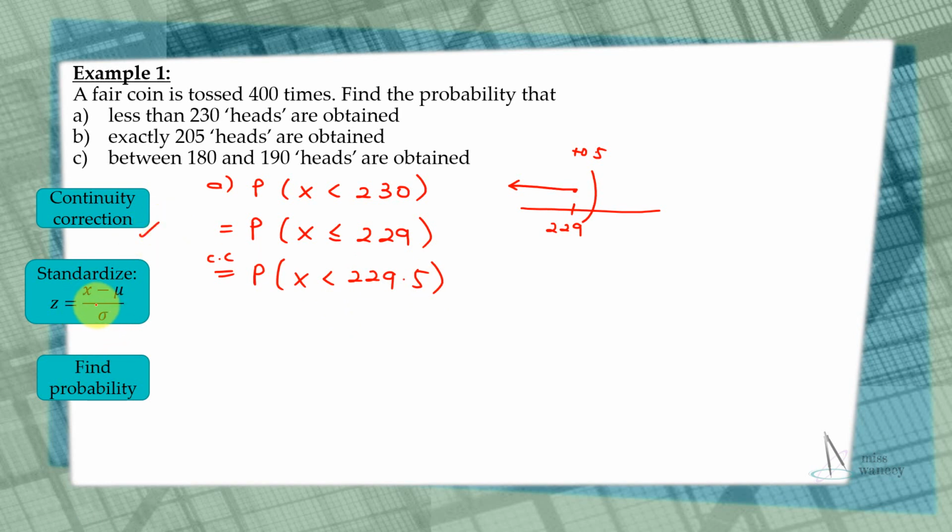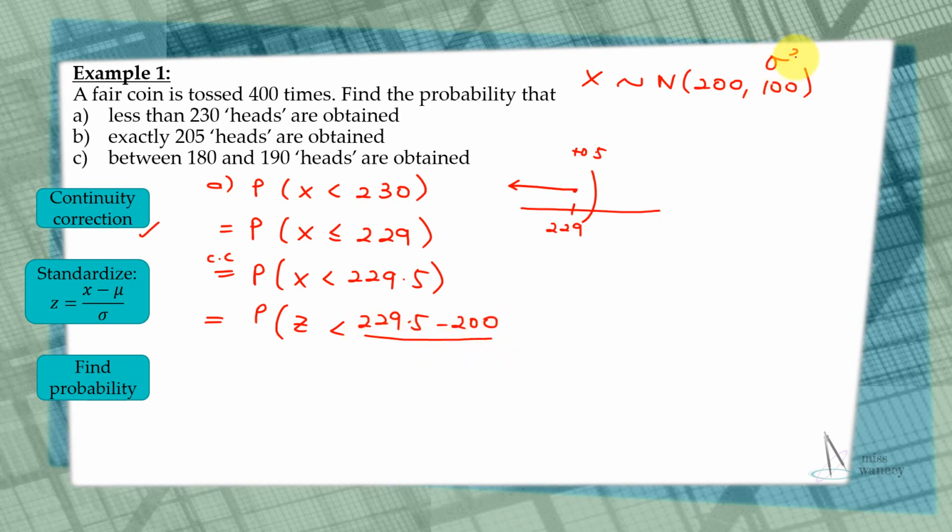Now we have to standardize using the formula x minus mu over sigma, so we change it to z. So z less than 229.5. Just now we have already calculated that the mean is 200 and the variance is 100. So 229.5 minus 200, divided by the standard deviation. This is sigma squared, so that means sigma must be equal to 10.